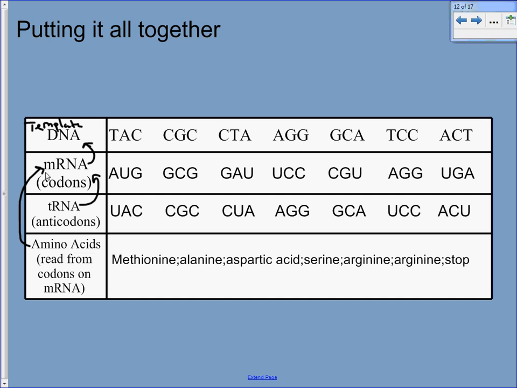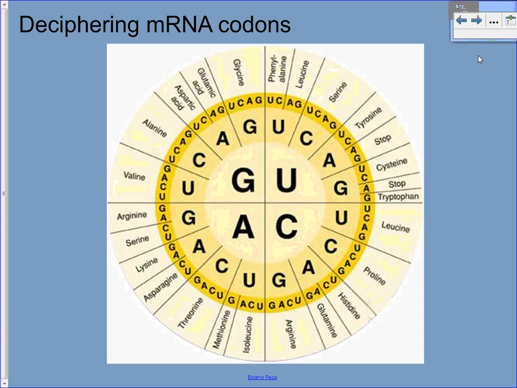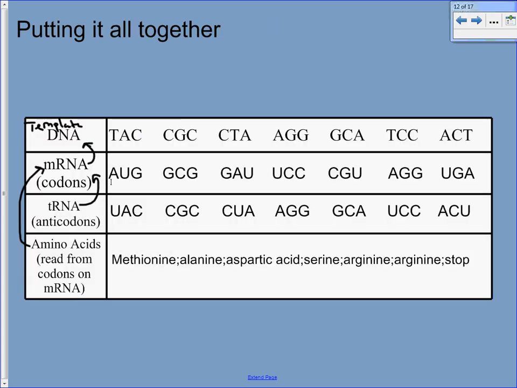This is probably the biggest mistake that students make on the test: they read the tRNA instead of the mRNA. We use that wheel with the mRNA only. So AUG is methionine, GCG goes to alanine, GAU is aspartic acid, UCC is serine, CGU and AGG are both arginine, and UGA is stop. If you need to, pause the video and check your work to make sure you did it correctly.